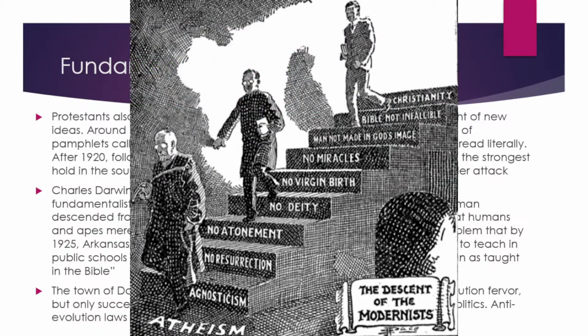Here we have the descent of the modernist. Christianity, Bible not infallible, man not made in God's image, no miracles, no virgin birth, no deity, no atonement, no resurrection. I feel like once you get past no deity, the rest of them are just kind of obvious. Agnosticism and then atheism. Although, by the time you get to the bottom, you have these reflective shades like an anime and also a mustache, and what looks like one of those evaporator flasks that you have in chemistry. So, I don't know.